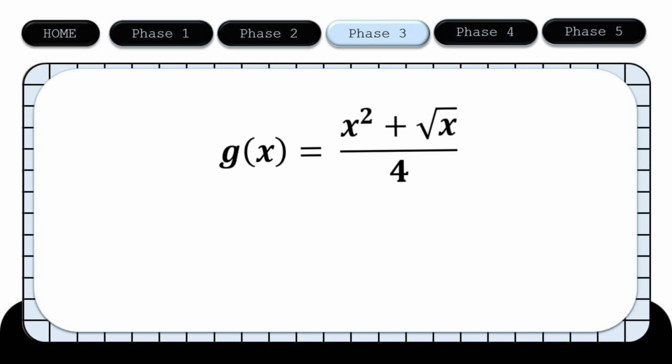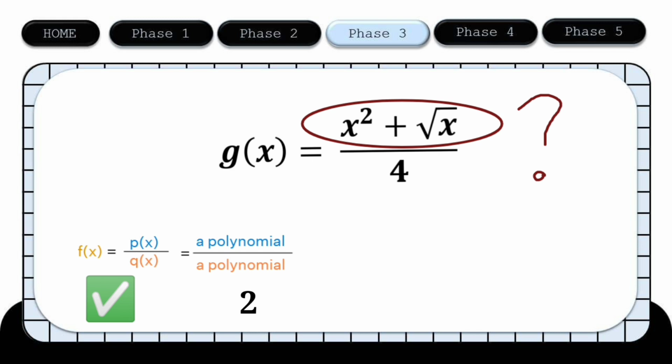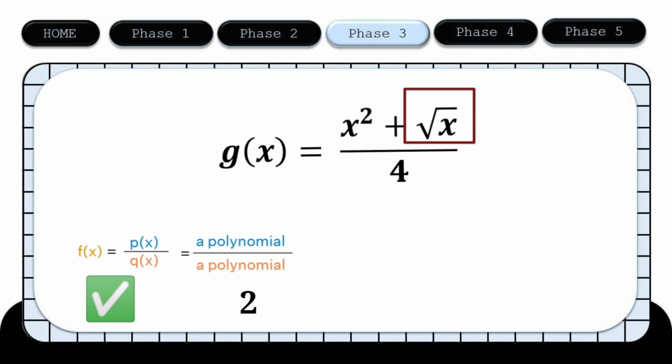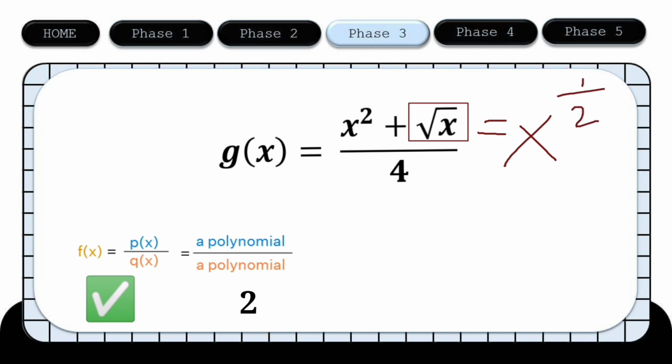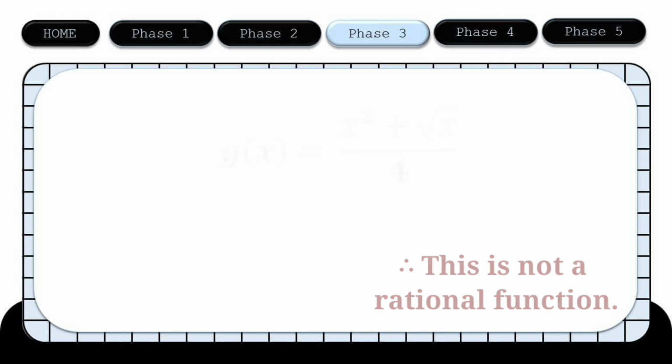Second, g of x is equal to x squared plus square root of x all over 4. It's in the form of ratio. Correct. But the question here, ang ating numerator, is it polynomial? No. Dahil meron tayong square root of x. And this is not a polynomial. Square root of x, this is equal to x raised to 1/2. And 1/2, yes, it's positive, but it is not an integer. Tandaan po natin ang pasok lamang sa definisyon ng polynomial. Positive integer ang exponents, otherwise, hindi na siya polynomial. Technically, this is not a rational function.